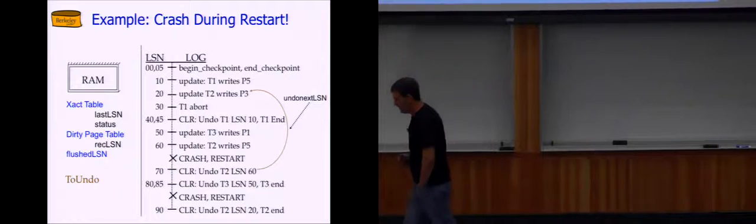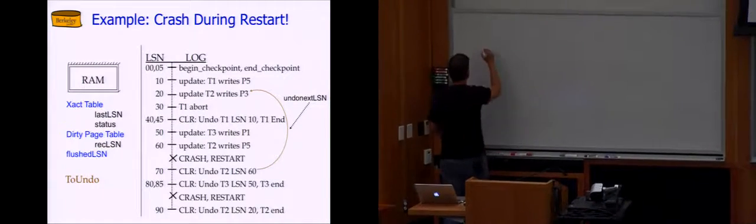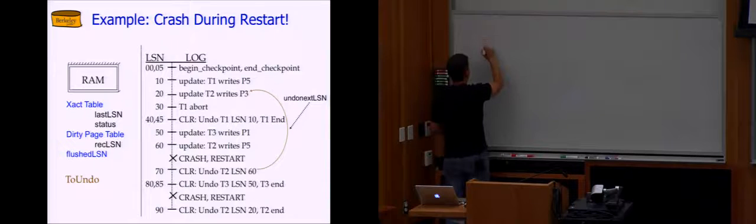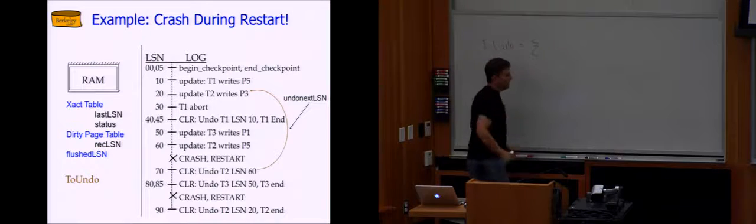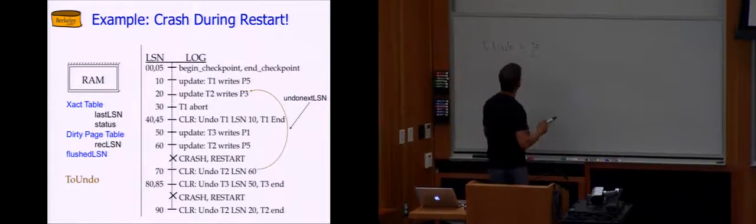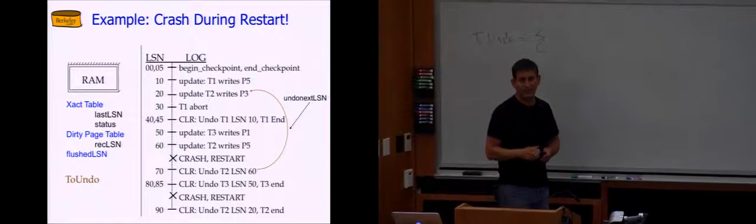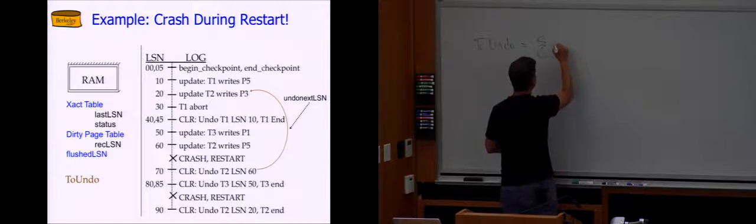Oh, that's the one thing we need to do while we're doing analysis: we need to compute the ToUndo set. So if you remember correctly, things go into ToUndo. It's the highest LSN of transactions that were not committed at the time of crash, right? So ToUndo is what? What are the LSNs in ToUndo? The highest LSNs of transactions that weren't committed? 50, 60. Yes.